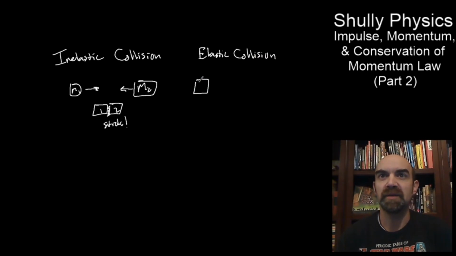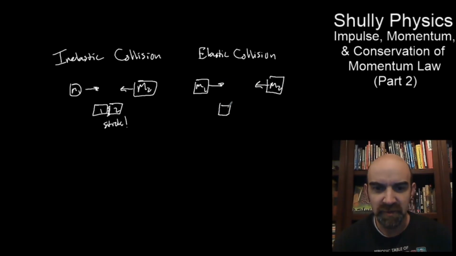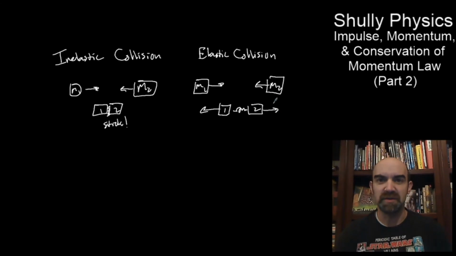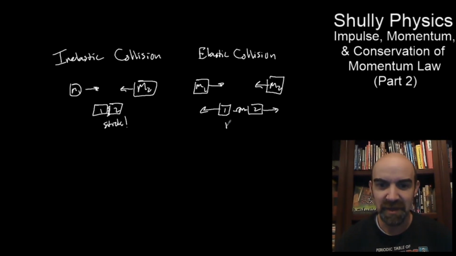Here we're going to have mass 1 and mass 2. They're going to come together, but this time they're going to bounce. There's a spring-like mechanism, whatever's causing that bounce, they're going to spring back. It's the elasticity of the objects themselves. Could be an actual spring in the middle, but that's going to be a bounce. So there's a bounce there.